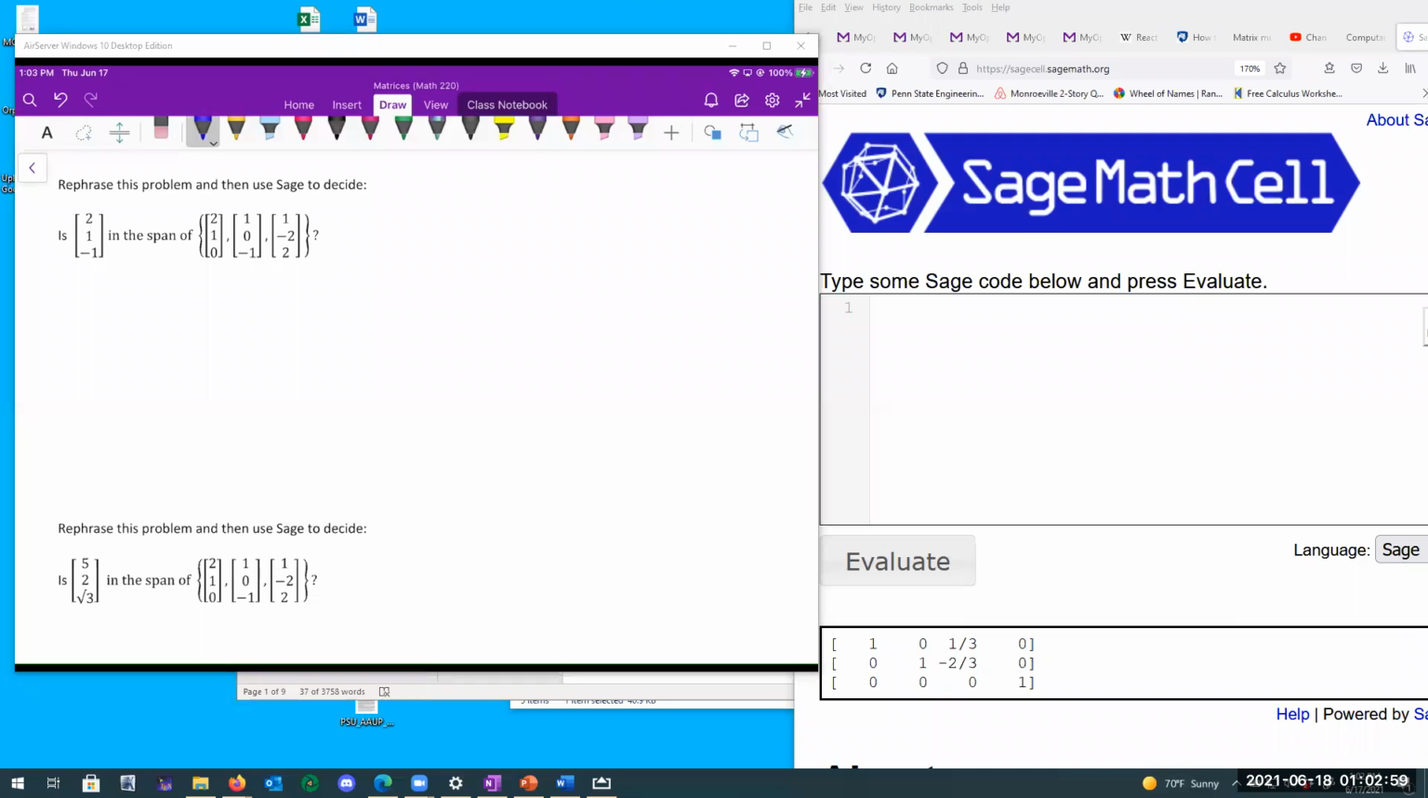Okay, we're going to try out a few more examples of this. So here we have a vector 2, 1, -1. We want to know if it's in the span of these three vectors. And so the linear combination question that this asks is if there are any solutions. Is there any way of writing this vector 2, 1, -1 as a linear combination of these three vectors?